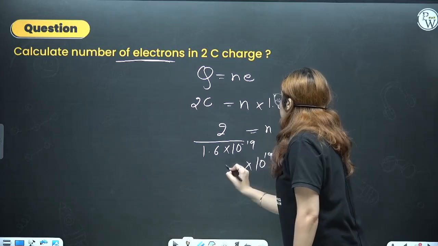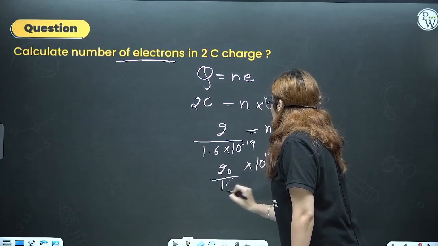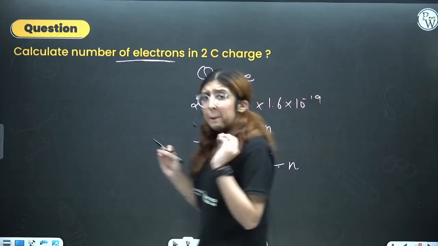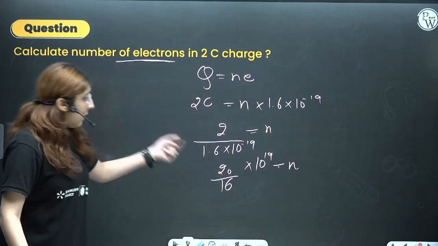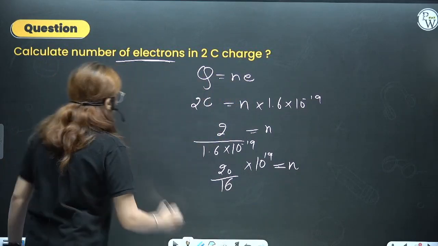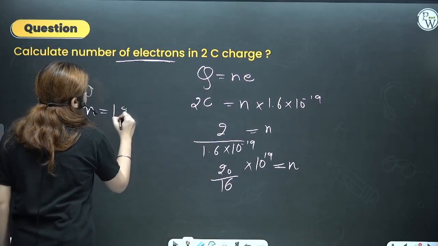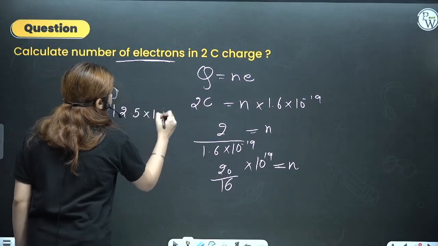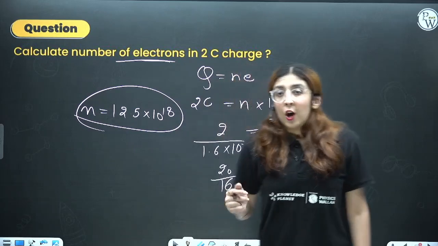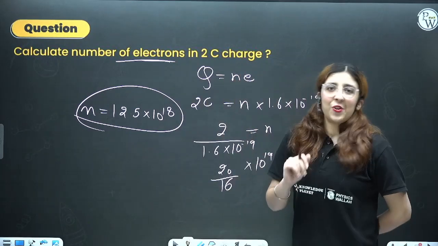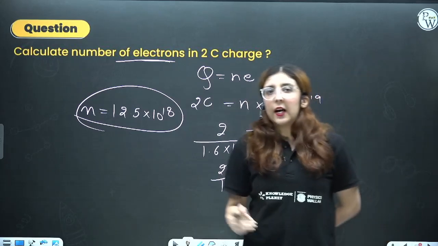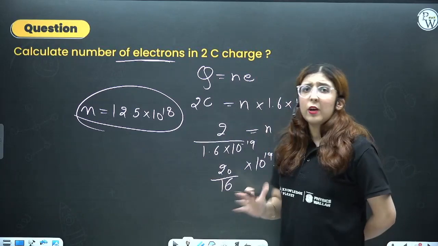And yes, you should be thorough. By now, kids, you should be thorough with the calculations. This is the basic thing, this type of calculation. After solving this, N will come out to be 12.5 into 10 to the power 18. These many electrons for 2 coulomb of charge. Okay, I believe we are through till here, and certainly we are able to solve the questions also.